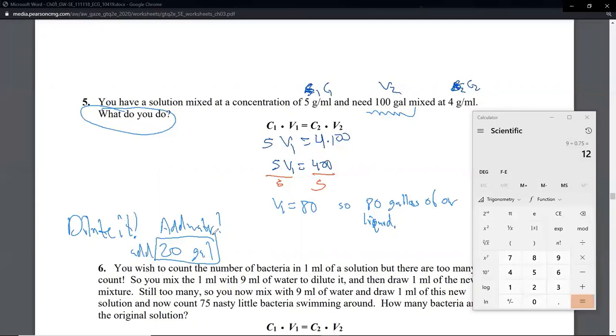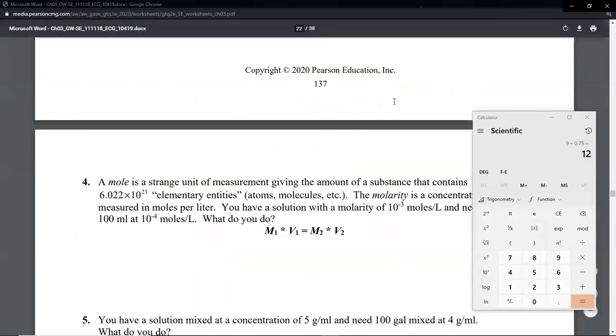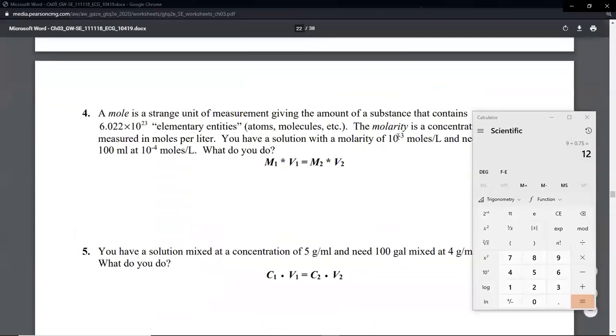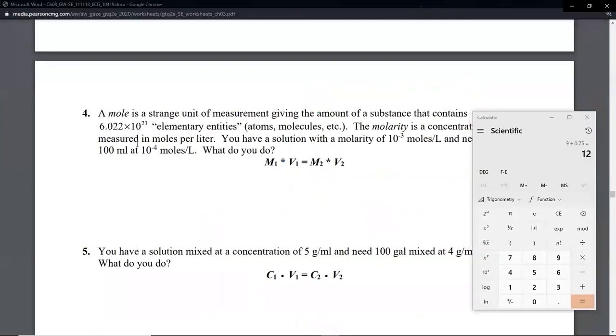So for instance, and I only have like 30 seconds to talk about this. Oops, nope. Clear first. Clear. So they give you 10 to the minus 3, which means you move a decimal left 3 times. They give you 10 to the minus 4, which means you move a decimal left 4 times.